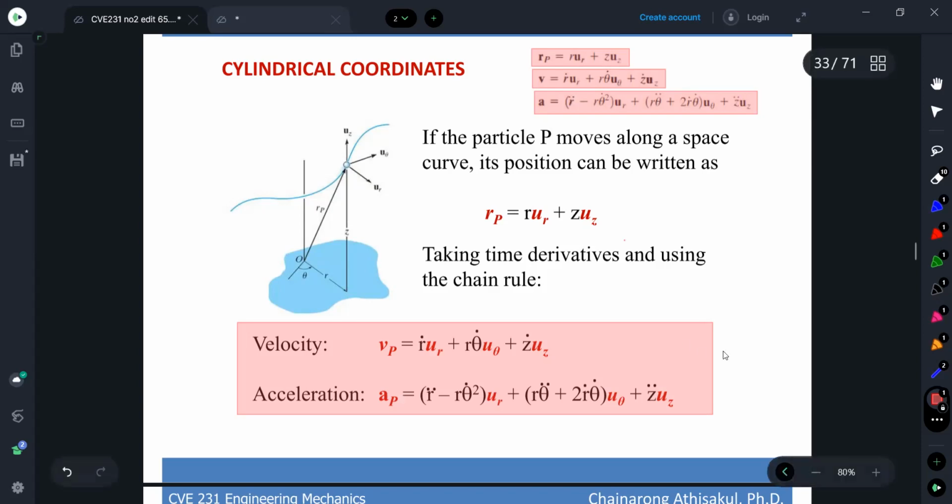Next we will study some examples for the case of curvilinear motion in terms of cylindrical coordinates.